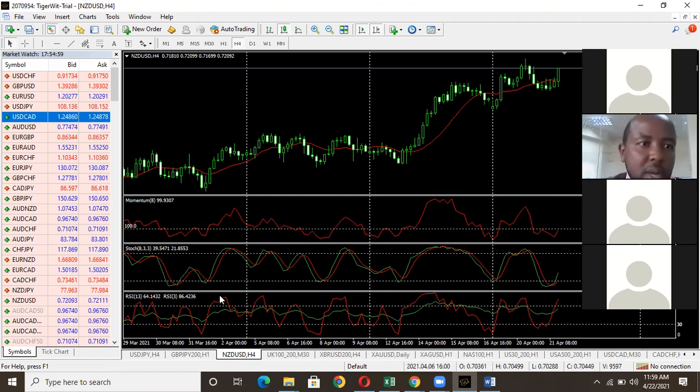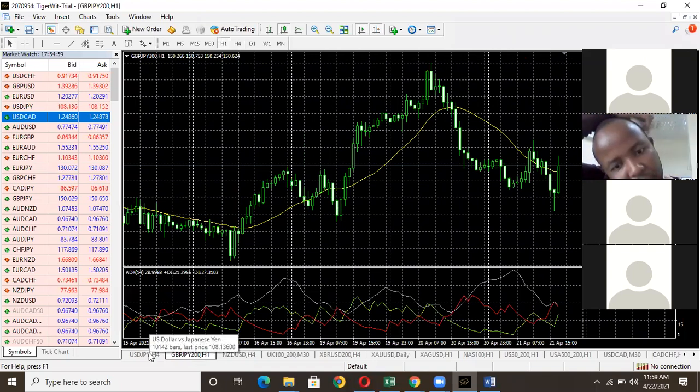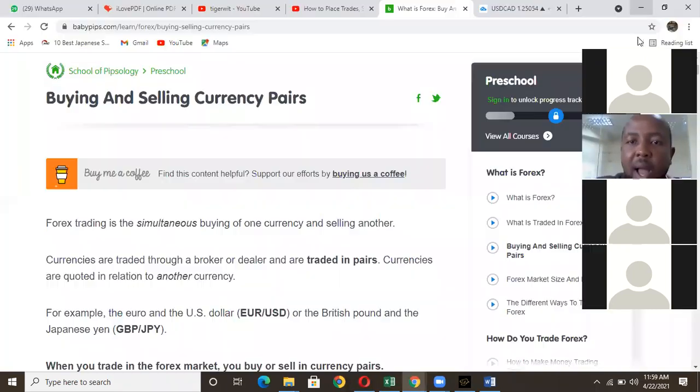So at least I've tackled the pound, the USD and CAD. I've also tackled the Japanese yen, the pound USD. So I think with that we are good.